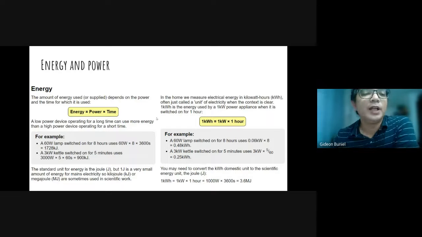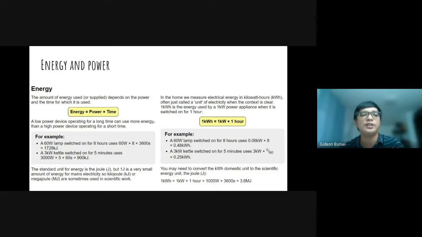Energy and power. The amount of energy used or supplied depends on the power and the time for which it is used. We have seen this earlier. Energy is equal to power times time. A low power device operating for a long time can use more energy than a high power device operating for a short time.